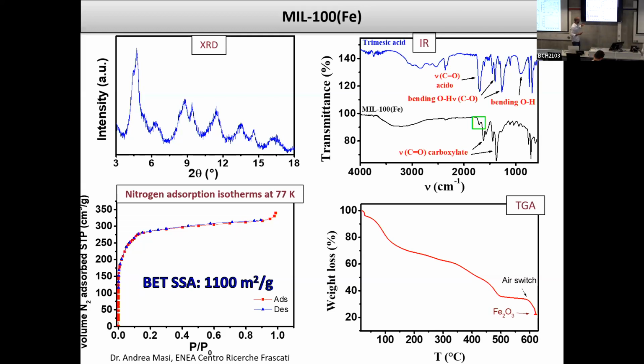However, one of the main results that interested us was the specific surface area, that is, the pores that are accessible to nitrogen in these experiments, and we found a surface area of 1,100 square meters per gram, which is quite high. So we tried to use this material for drug loading.